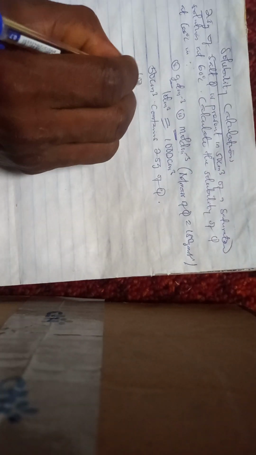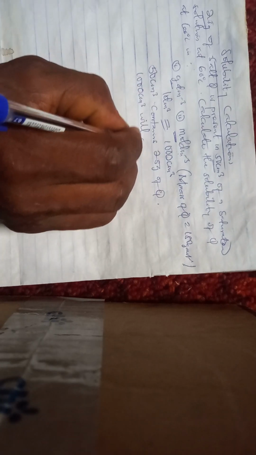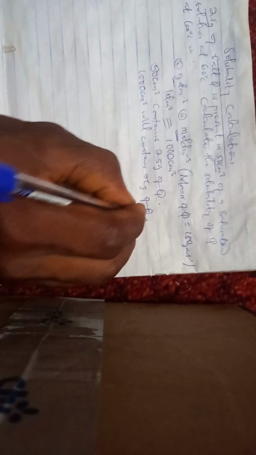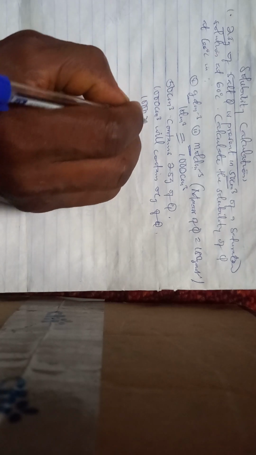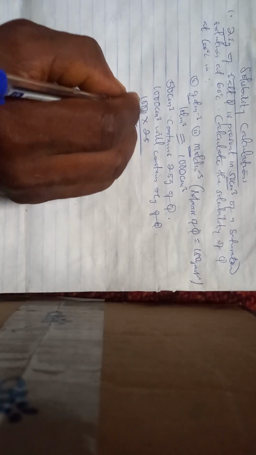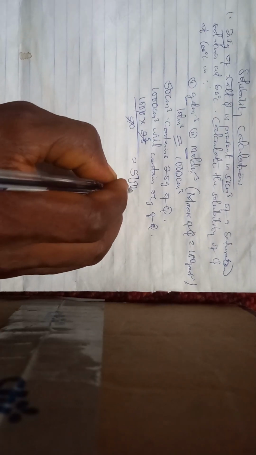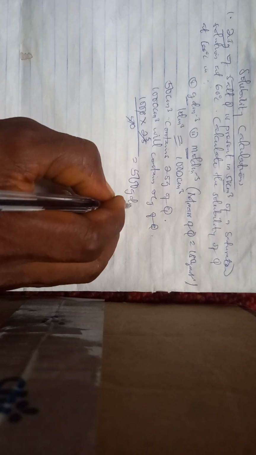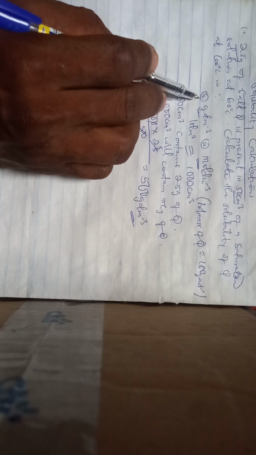So 1000 cm cube will contain, we want to know the amount, X gram of cube. So by cross multiplying, we have 1000 multiplied by 25 gram divided by 50. So here we have 5 here, 5 here, we have 5 times 100, that is 500 gram per dm cube. Here we know the mass concentration, and we have solved the first question.